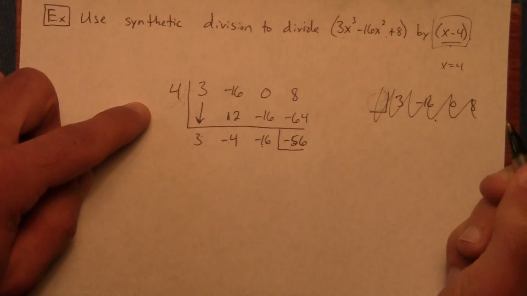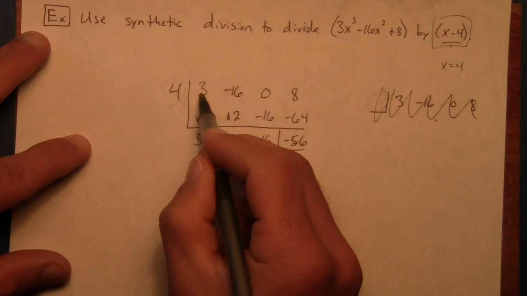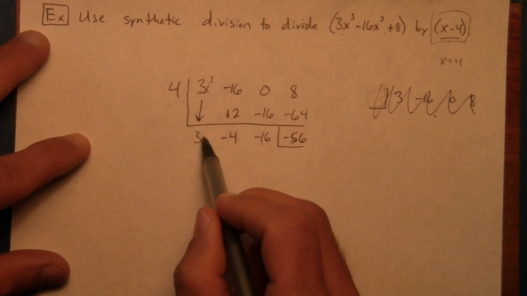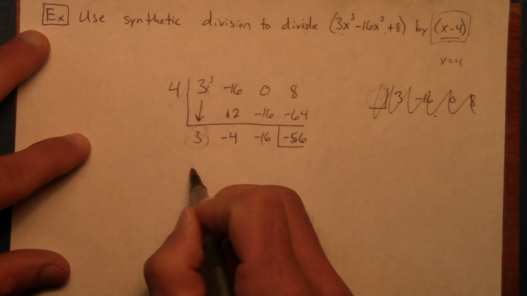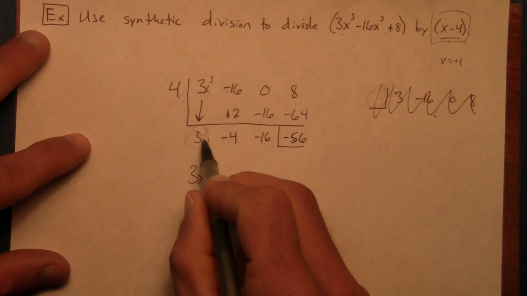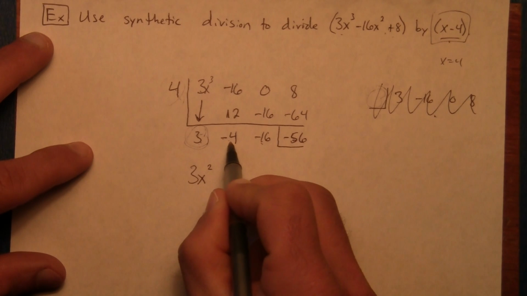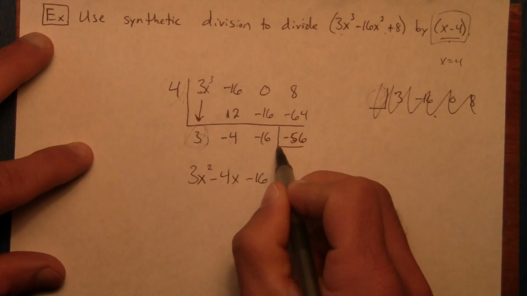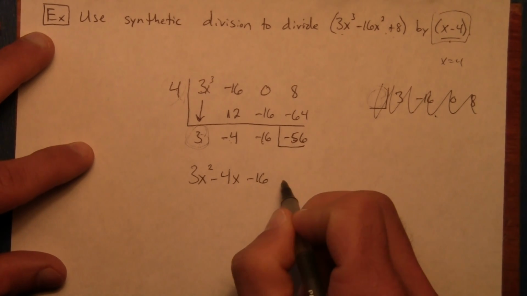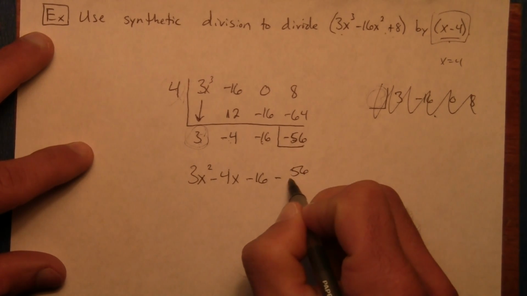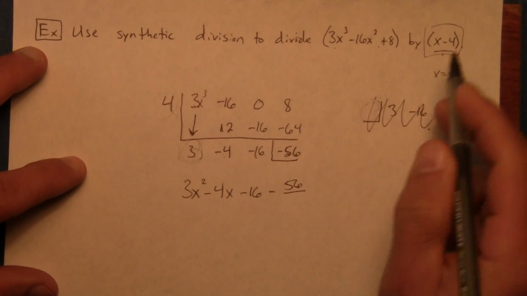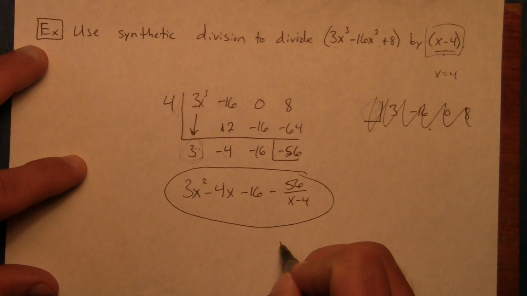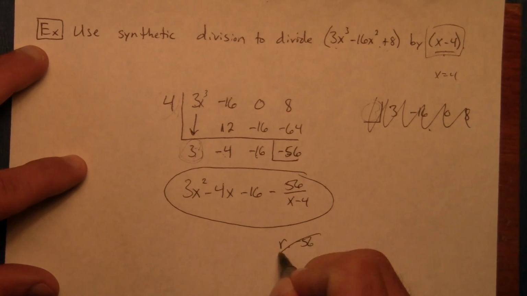And so how I would write my answer, remember that this 3 represented x to the third. When I divided by a linear term, this is going to drop this down to 3x squared. So this represents 3x squared, and then it just drops in degree. This represents the x term. This would represent the constant, and then the number inside this little half rectangle, that is your remainder. So it's minus 56 over, remember I'm technically dividing by x minus 4, and this is how you should write your answer. I don't want to see remainder negative 56. That's not what you should be doing.